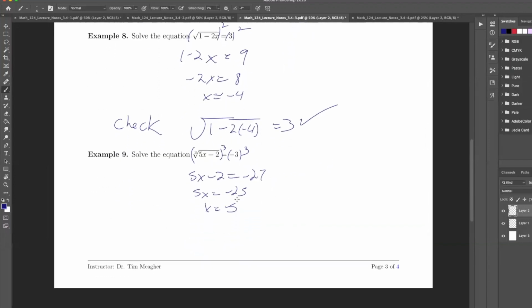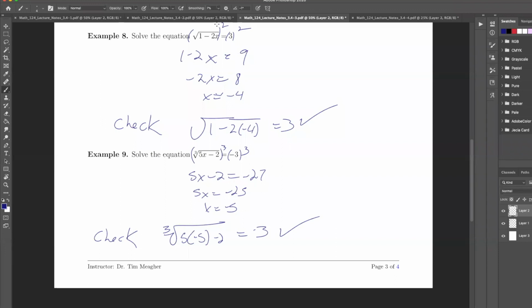And so let's test that real quick. So the cubic root of 5 times minus 5 minus 2, is that equal to minus 3? Well, 5 times minus 5 is negative 25. Minus 2 is negative 27. The cubic root of negative 27 is negative 3, right? And so this one checks out and it's good, right? So our check is good.